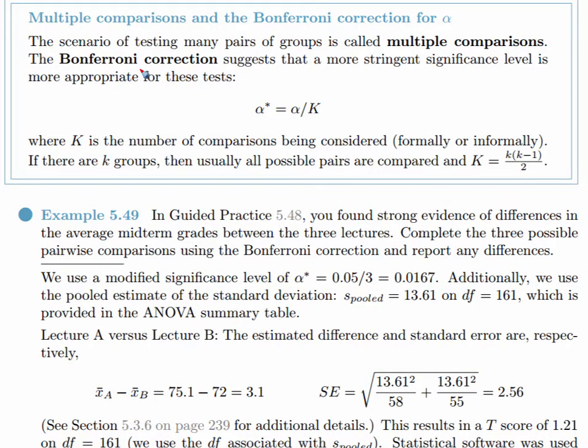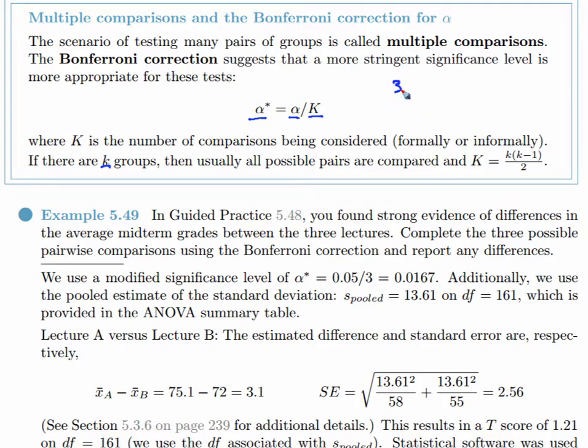So the Bonferroni correction says that alpha star is equal to alpha divided by cap K. K is not the number of categories. Don't get that confused. It's kind of a strange thing that your number of groups is a lowercase k. And the way you figure out what K is going to be, what number you're going to divide into alpha, is you take k, which is your number of categories.